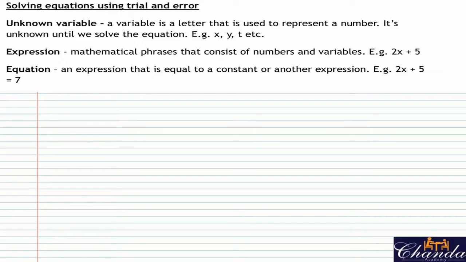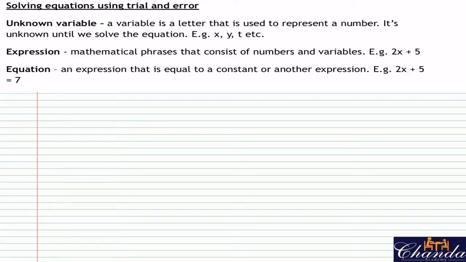The unknown variable is basically a variable, or what is known as a letter, that is used to represent a number. When it comes to algebra, there's the use of a lot of letters, and those letters are called variables or unknown variables because we don't know what they are yet. It's unknown until we solve the equation. For example, there are letters like x, which is very commonly used, there's y, there's t, etc.